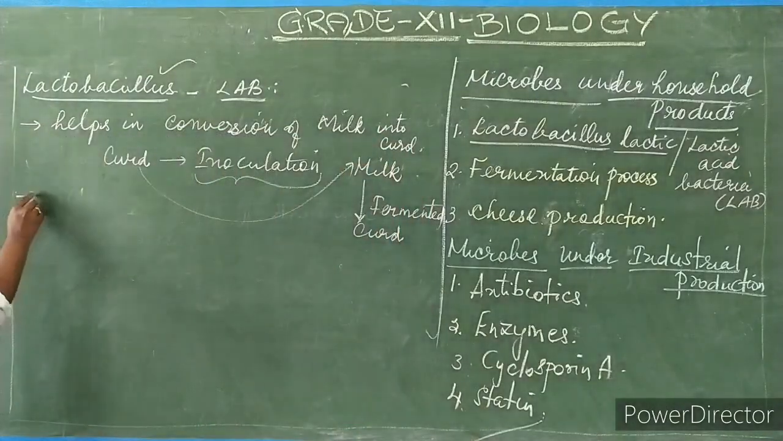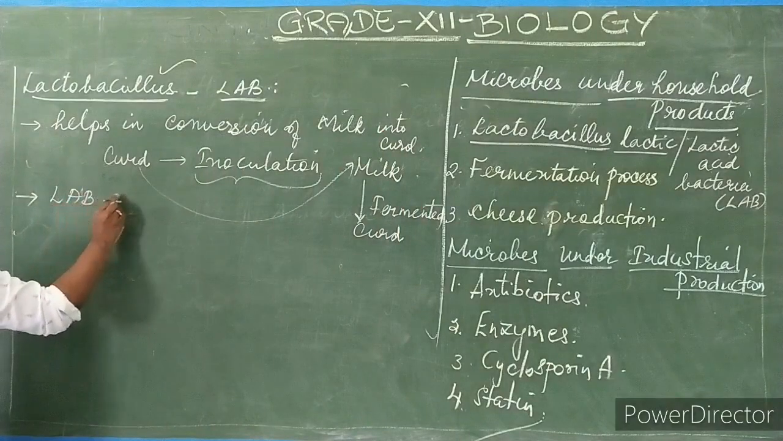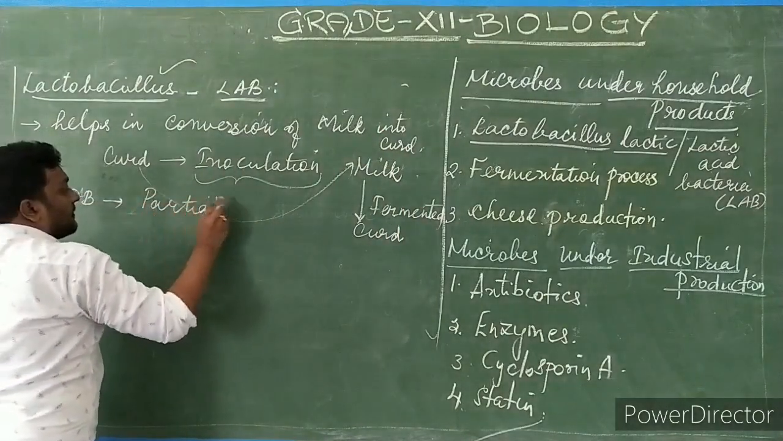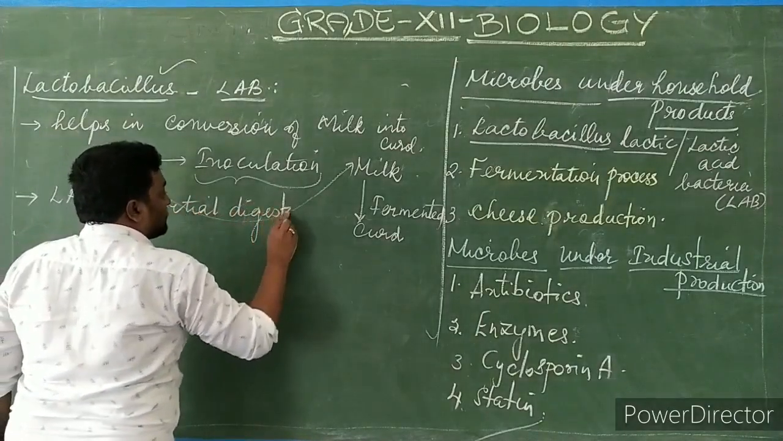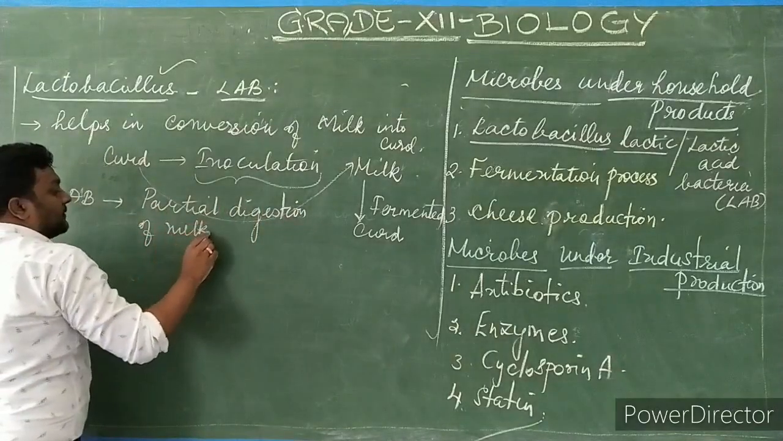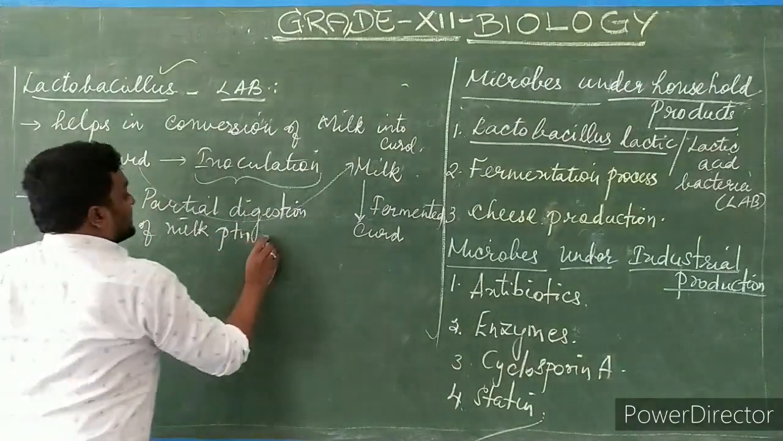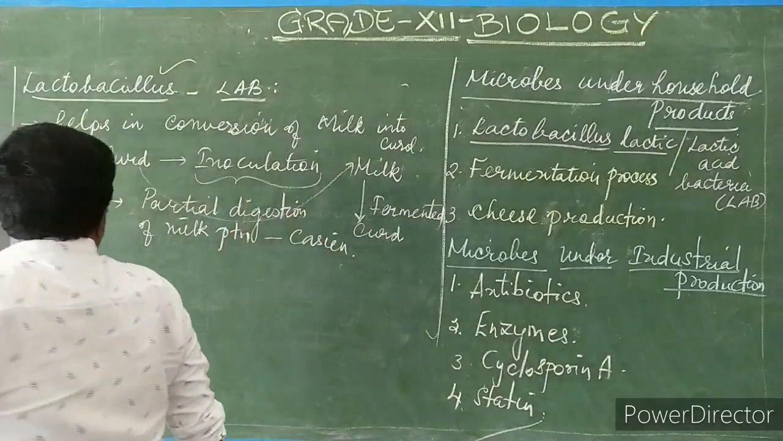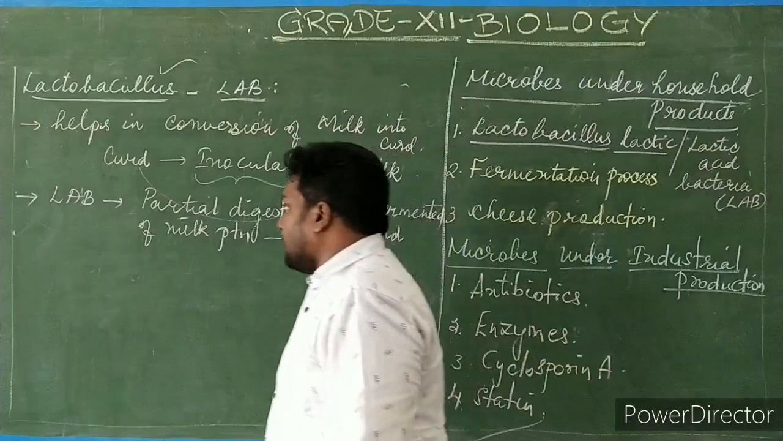Second thing is, this bacteria, LAB, helps in partial digestion of milk protein. What is the milk protein called? Casein. Milk protein is called casein. So partial digestion of milk protein, which is called casein.